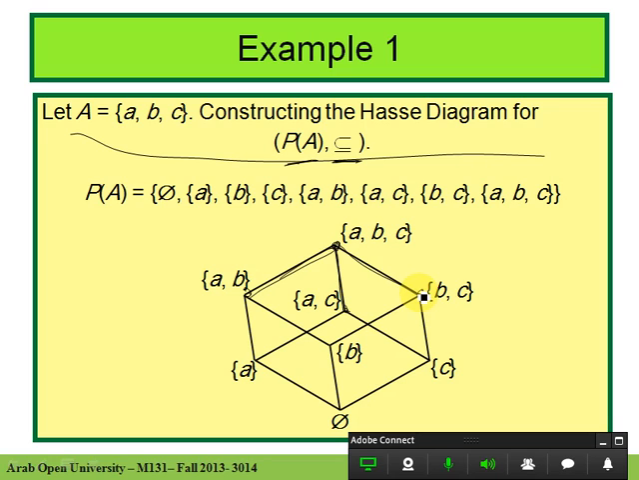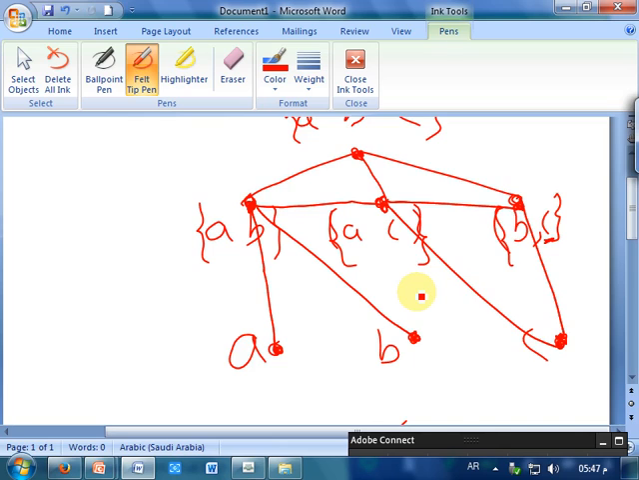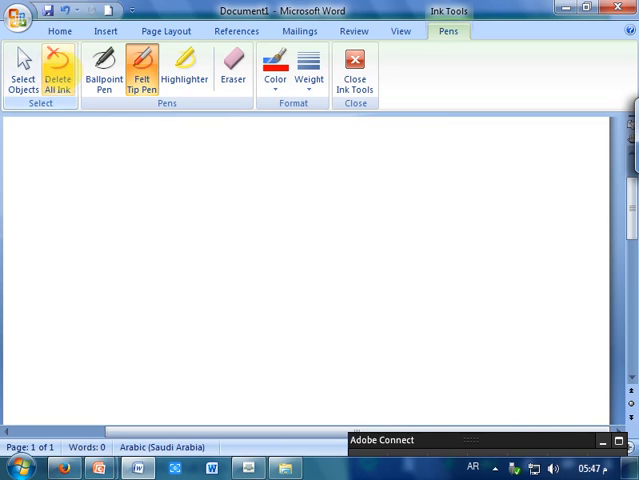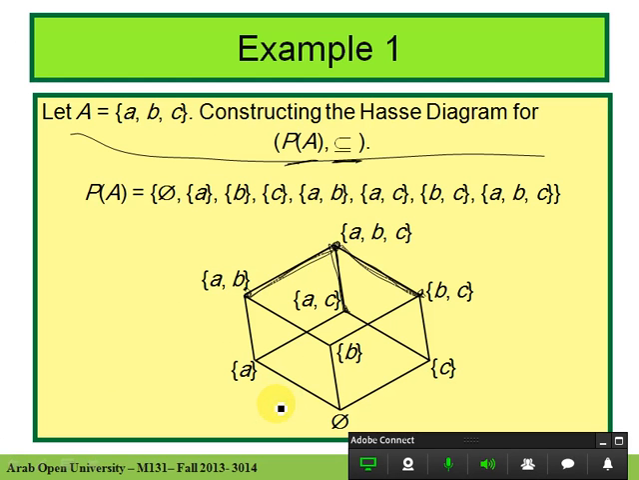B with BC has a relation, and B with BC can go this way, because B doesn't have a relation with AC. We want to take from B to BC, so you can go in this way. It is transitive, so we are not going to draw every loop. Here we have to minimize it.